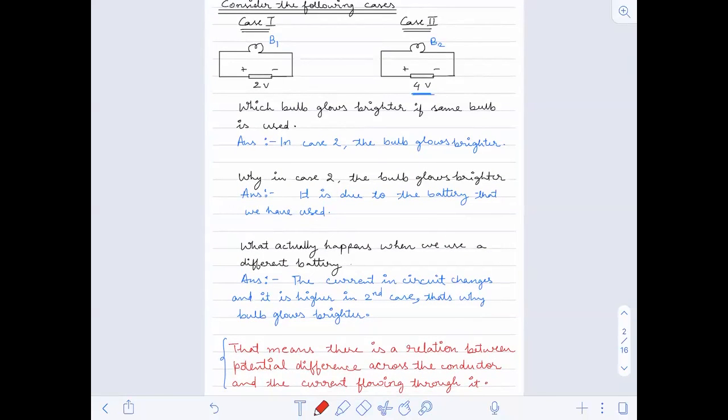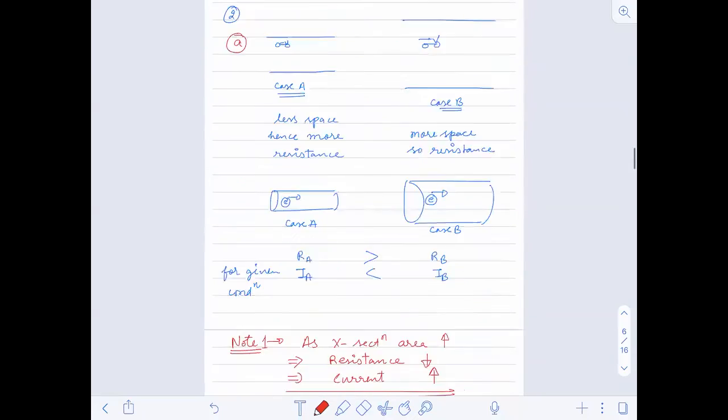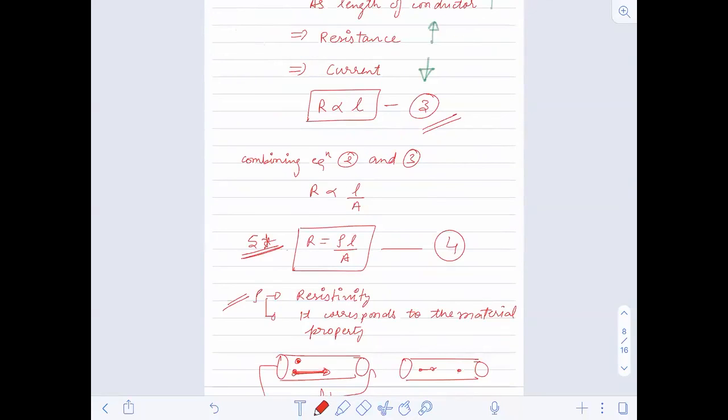So from next class we will start with this resistivity part. I'll explain this fourth equation again, and then we'll start from here. Thank you.